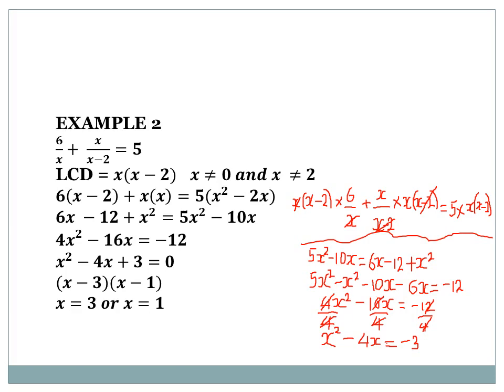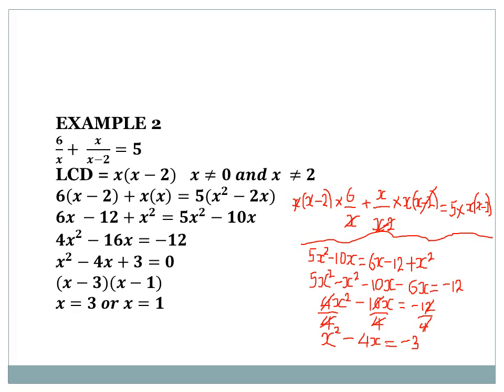We go to the right. We are going to have 5 is multiplying x in a bracket x minus 2. X times x will give us x squared, and x times 2 will give us 2x. So now let's multiply. 6 times x will give us 6x. 6 times negative 2 will give us negative 12. X times x will give us x squared. 5 times x to the power 2 will give us 5x to the power 2. And 5 times negative 2x will give us negative 10x.